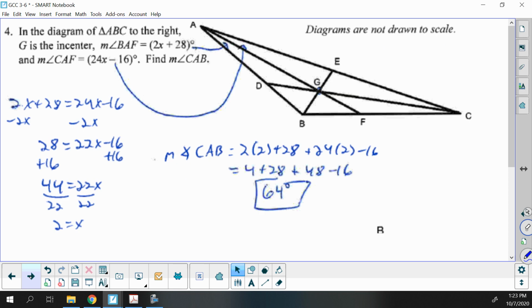Next one, they told us we have an incenter, so we want to think angle bisectors. So based on the angles that we have, notice the arrows there pointing where they go. Because of the angle bisector, we know we have 2 congruent angles, so we can set those equal to each other. Solve for x. And then the big angle CAB is just the 2 expressions that they had added together, and that's our angle addition postulate. Sub in the 2, and that's where you get the 64 from.